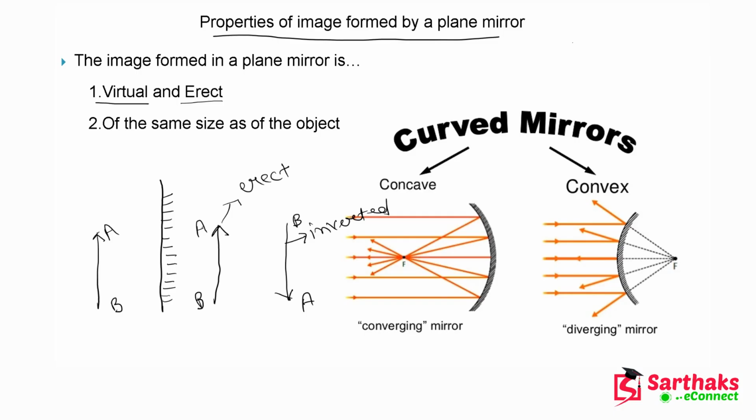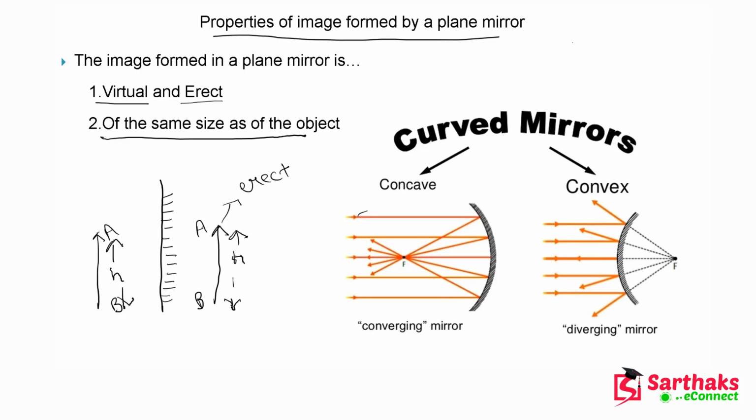Now let's talk about the size of the object. For example, the height of the object is h in this case. So here the image size will also be h. It means the image will be formed the same size as the object. So image size and object size will be the same. Now let's move to the next slide.